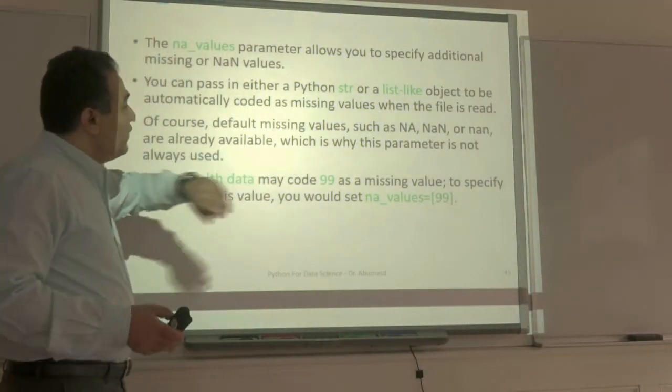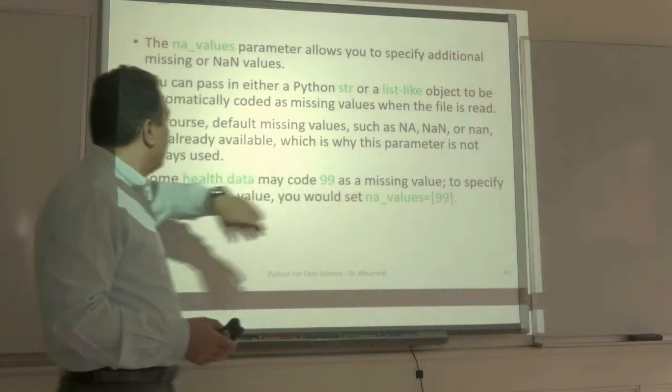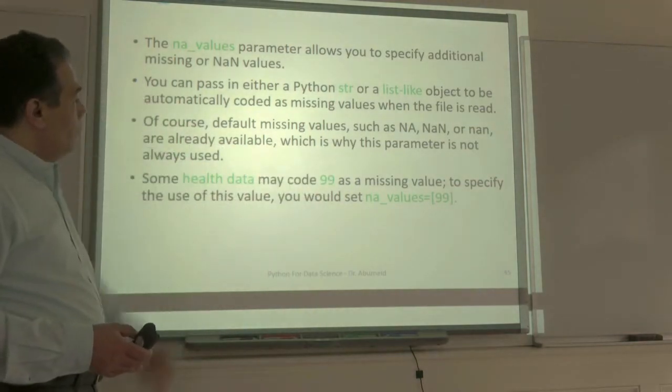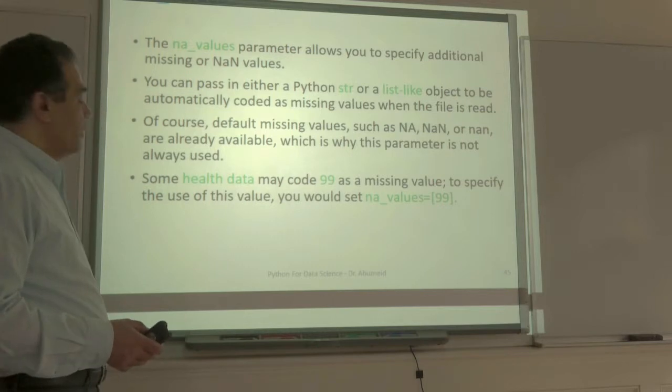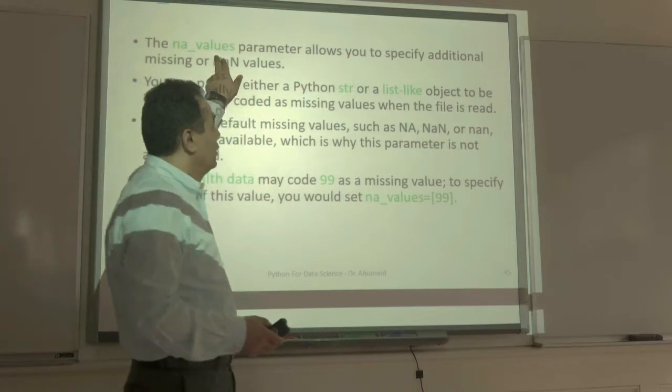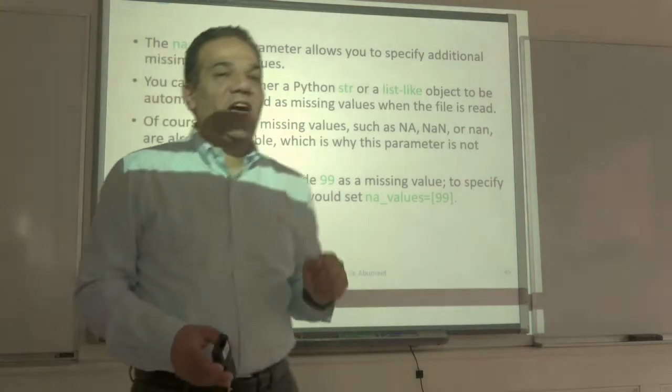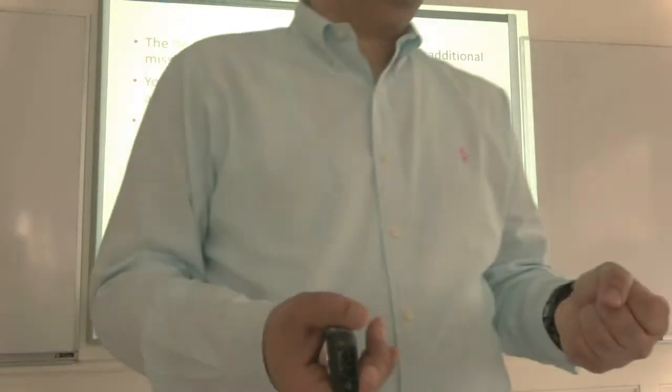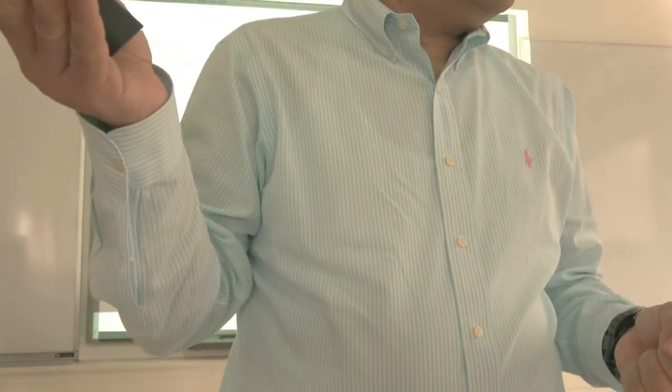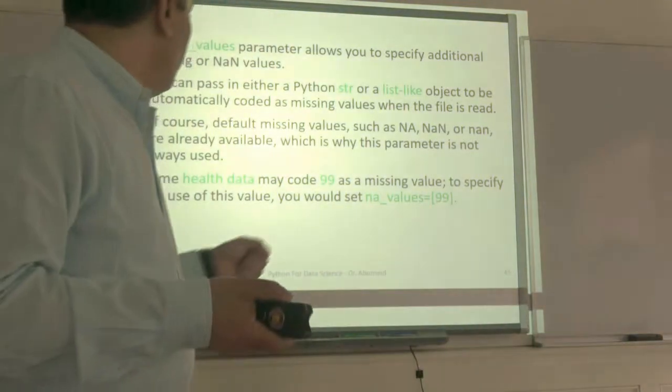The default missing values such as NA or NaN are already available, which is why the parameter is not used. So if you don't supply this, by default, all the missing values will be substituted with what? NaN. But you could control that if you include that.